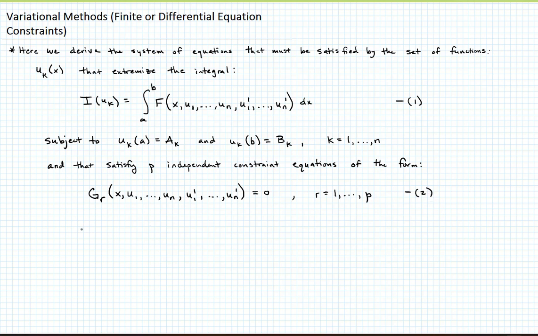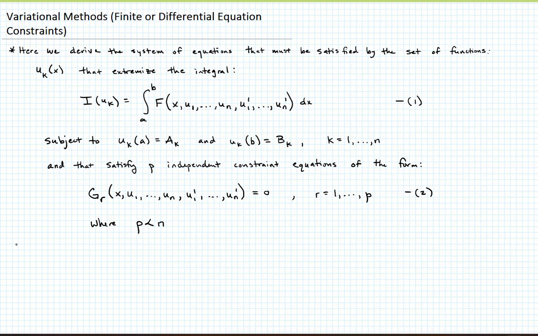It should be pretty obvious, but the requirement for these constraint equations is that the number of constraint equations has to be less than the number of functions involved. So in this case, p is going to be less than n, and we require that.